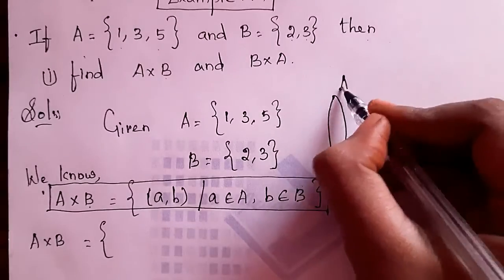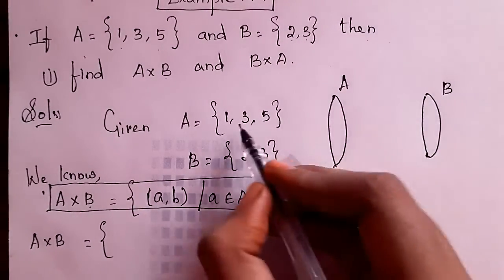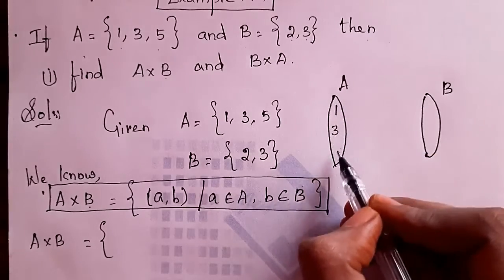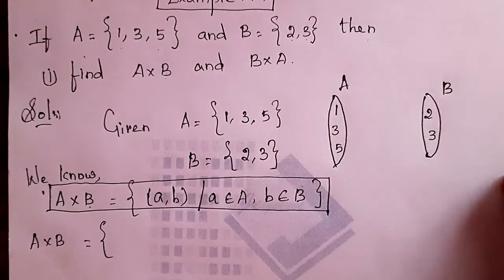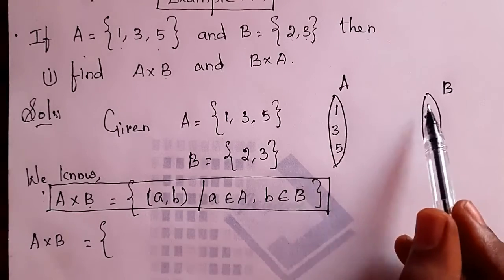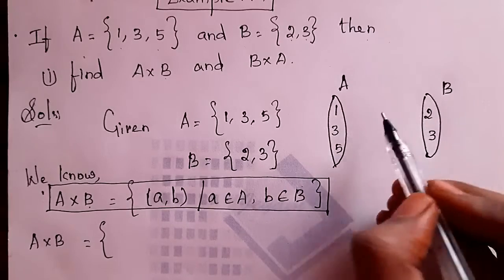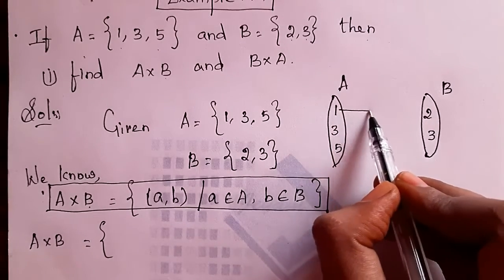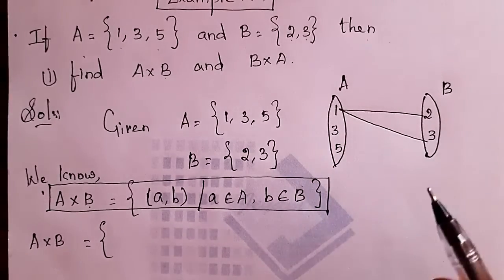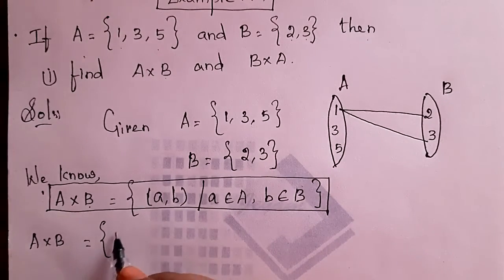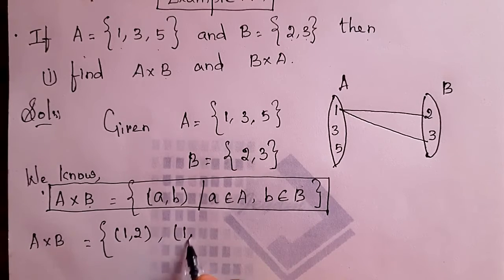If it is set A, if it is set B, the elements are 1, 3, 5. In B, the elements are 2 and 3. We are going to pair every element of A to B. For example, I can connect 1 with 2. I can connect 1 with 3. That pair we are going to write here: 1, 2 and 1, 3.